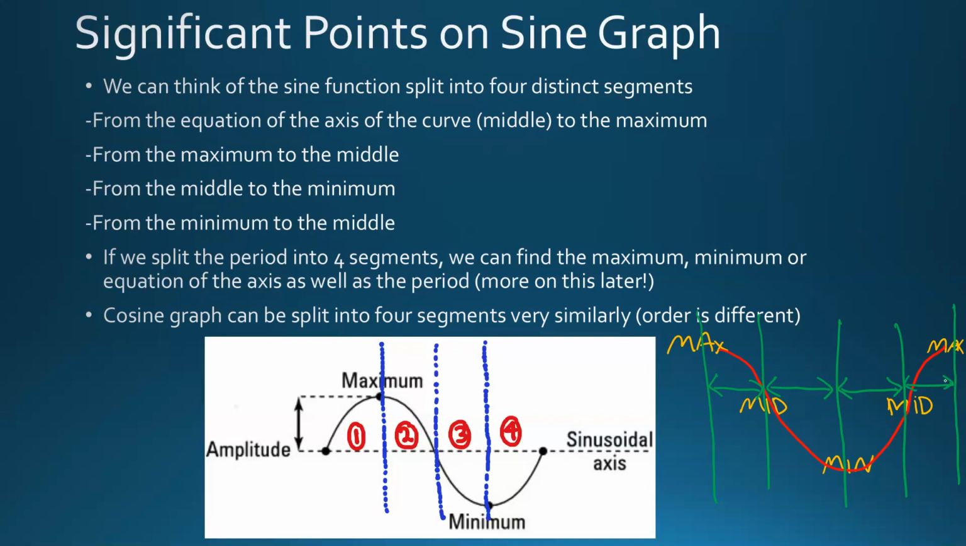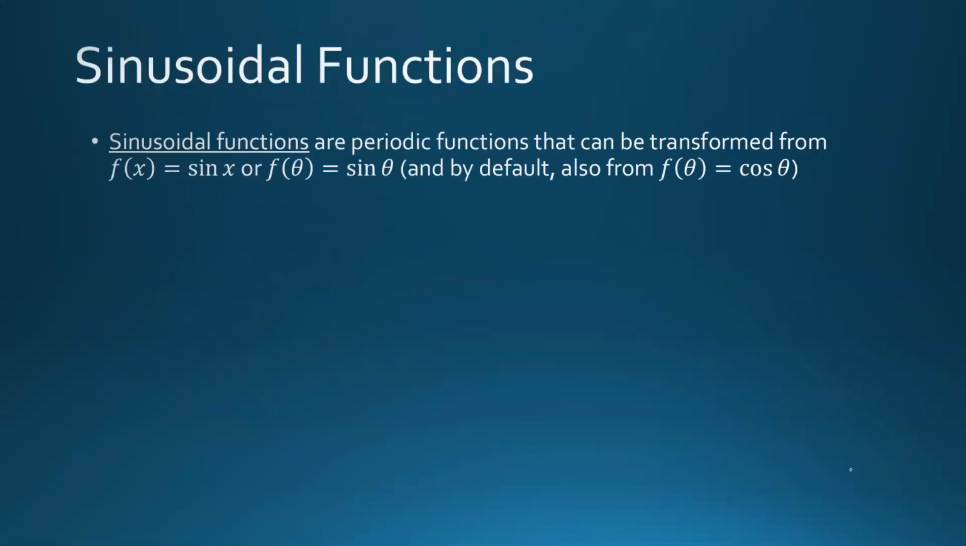So I personally find it easier to break the cycle into separate parts. That way, if you're given a word problem and you're told we went from the equation of the axis of the curve to the minimum point, you can already see that would be 1/4 of the way. Does that make sense? And again, I think this will be a bit more clear when we look at word problems later on.